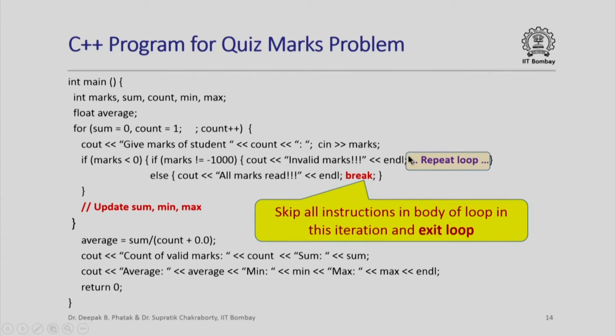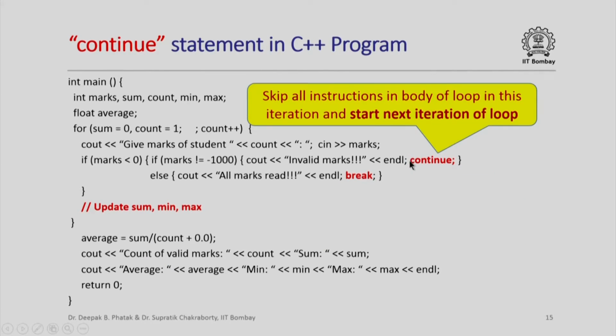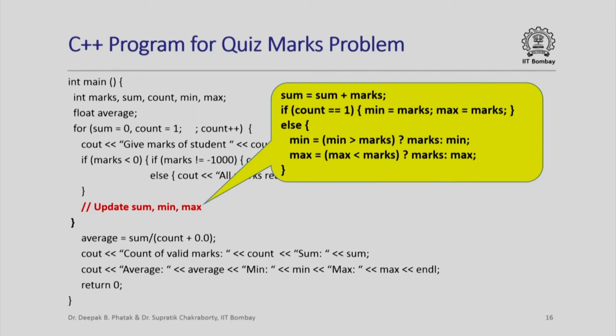It turns out that in C++ there is a facility to do this called a continue statement. Just like the break statement, it skips all instructions in the body of the loop in this iteration, but instead of exiting the loop, it goes back to the start of the loop and starts the next iteration of the loop. So here you see that break and continue can be conveniently used inside this if else to ignore invalid marks and also to jump out of the loop when we have read all the marks.